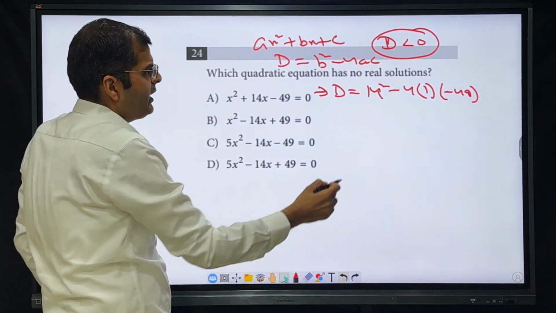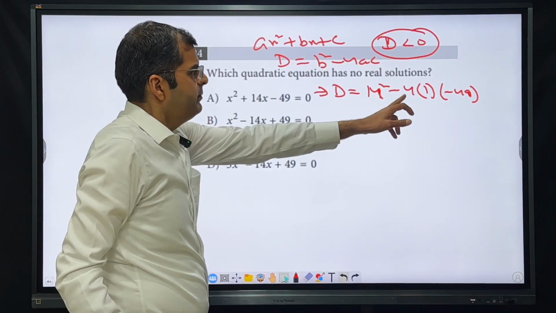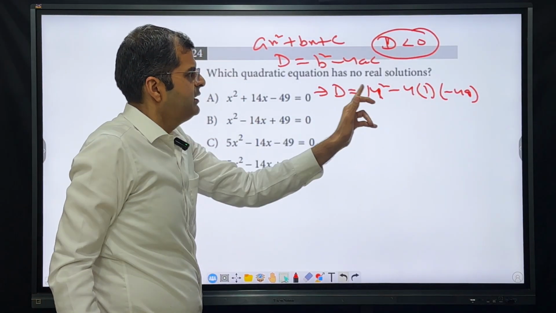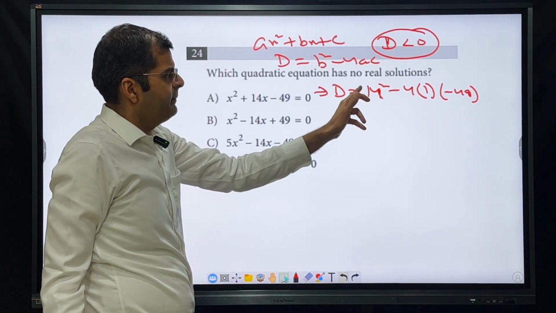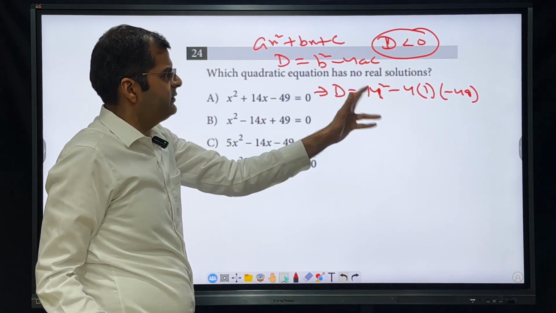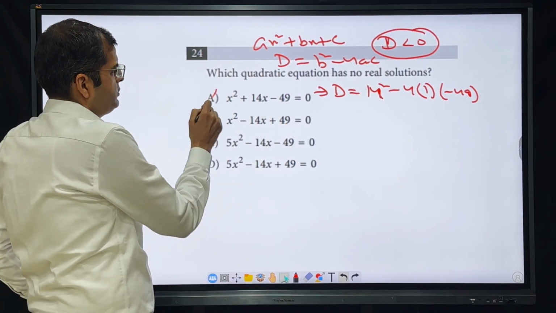Now I don't even need to calculate. I know that minus into minus becomes plus, and 14 square is also a positive number. So positive plus positive is positive. So this is not negative. So this option is ruled out.